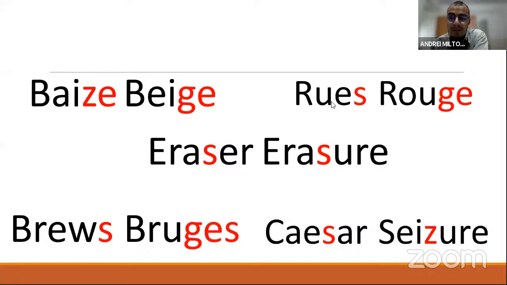Okay, so the first one, let me pronounce. Do you want to try? So the first one is beige, and the second one is beige. Are you able to get it? Rose, rouge, rouge. Eraser, erasure. Okay. Bruise and then bruise. Caesar, seizure. Z and zh.